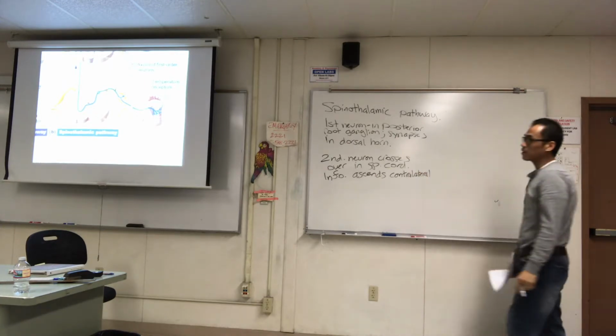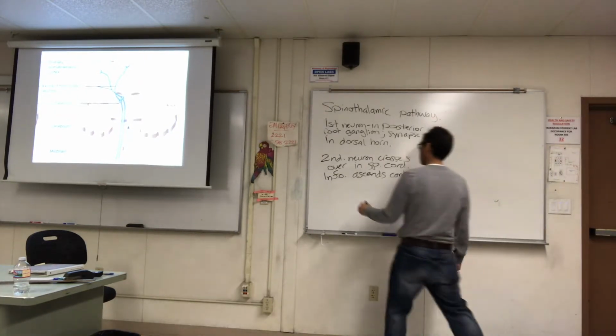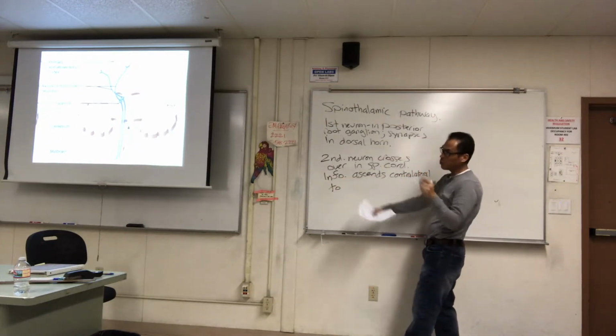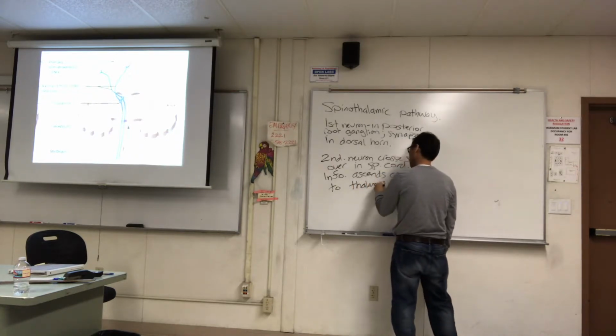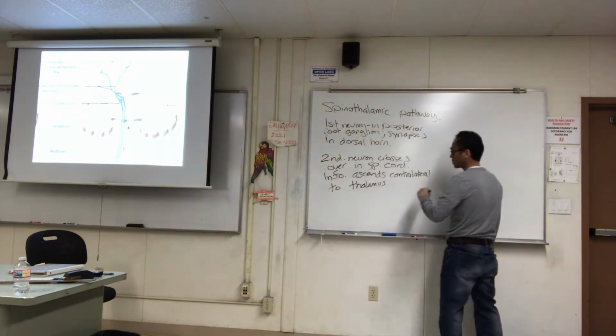So let's follow the second neuron all the way up contralaterally, all the way through medulla, all the way up through pons, all the way up. And finally, the second neuron will synapse in the thalamus like before. So I'll just say ascends contralateral to thalamus. So when you say the second neuron crosses over, that's still decussates, right? Yeah. I just didn't say decussate that time. Yeah, you're correct.